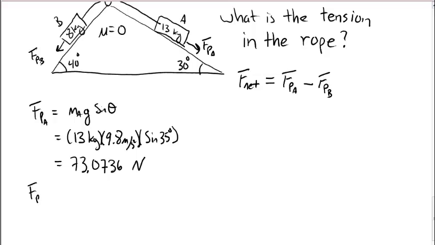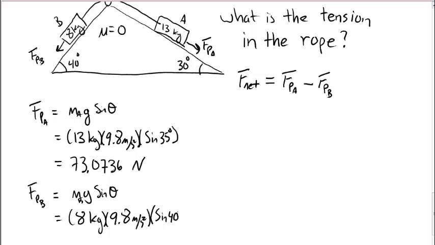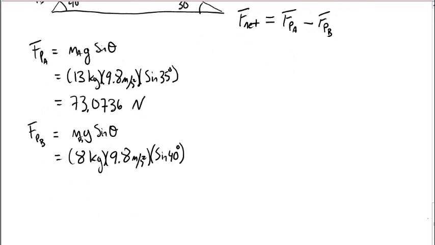The parallel force on B is mg, or mass of B, sine theta: 8 kilograms, times 9.8 meters per second squared, times sine of 40 degrees. And that's approximately 50 newtons.